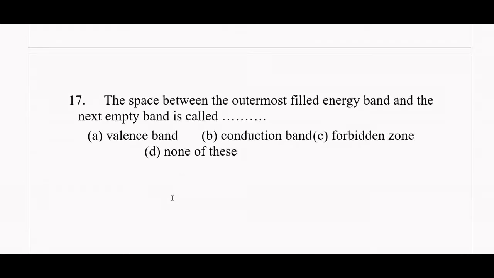Now moving on to question number 17. The space between the outermost filled energy band and the next empty band is called dash. A. Valence band, B. Conduction band, C. Forbidden band, or D. None of the above. So the correct answer is forbidden zone, the option C.